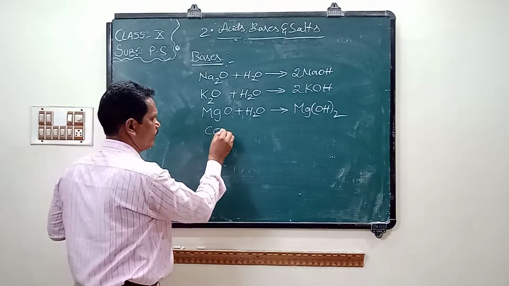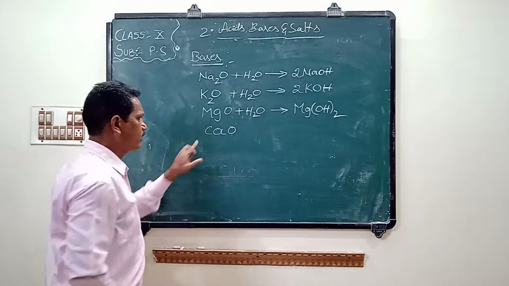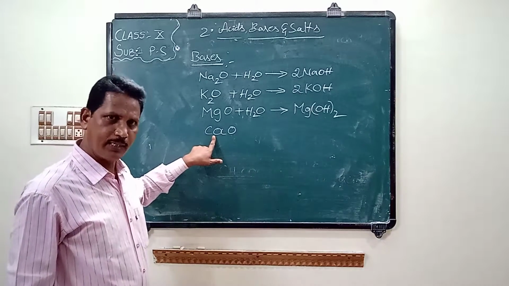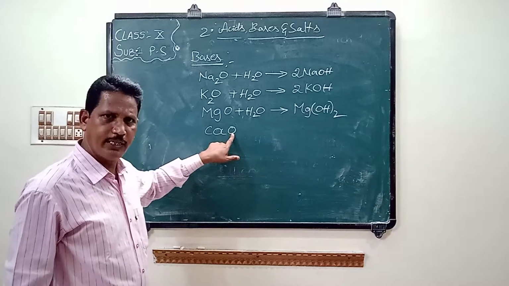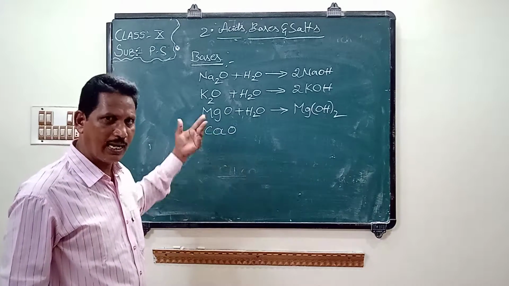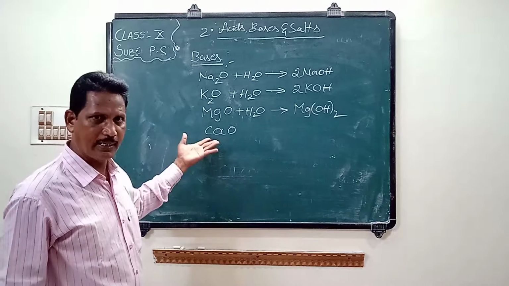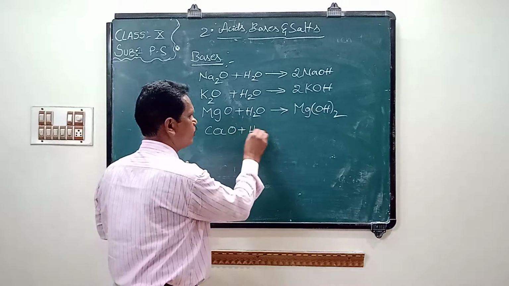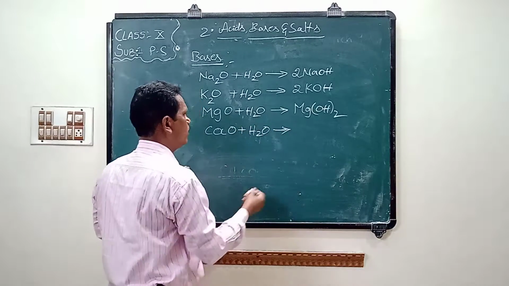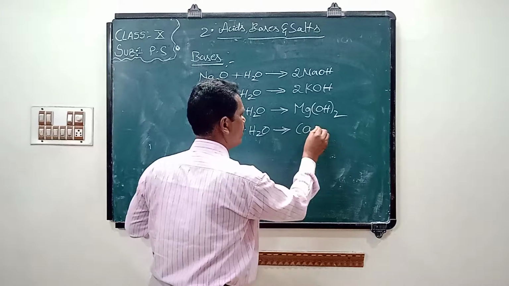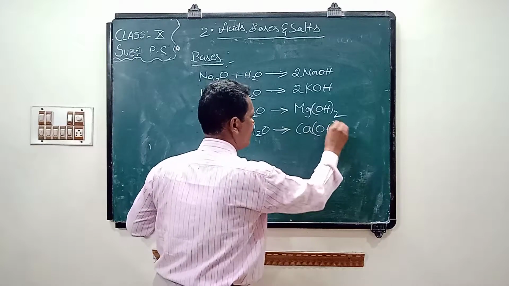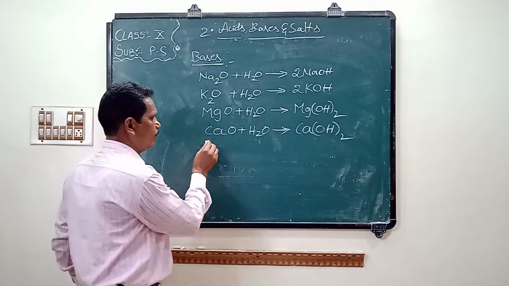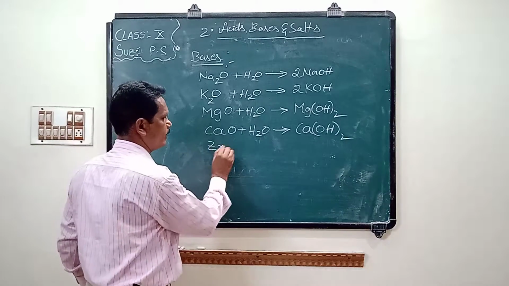Next one, CaO. Here Ca is the symbol of calcium. It is a metal. It reacts with oxygen to form a metal oxide, calcium oxide. It is dissolved in water, H2O, to form Ca(OH)2. Another example of bases, ZnO.